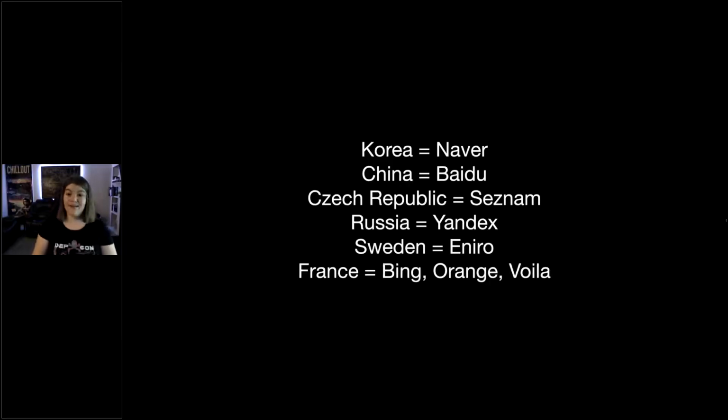Korea, they use Naver. China, Baidu. Czech Republic, a lot of them use Seznam. Russia, Yandex. Sweden use Eniro. France has a good option. They have Bing, Orange, and Voila. So they have a really good variety there of other search engines we can use. And this goes back to knowing your subject, knowing where they're from, and really honing in on that location.